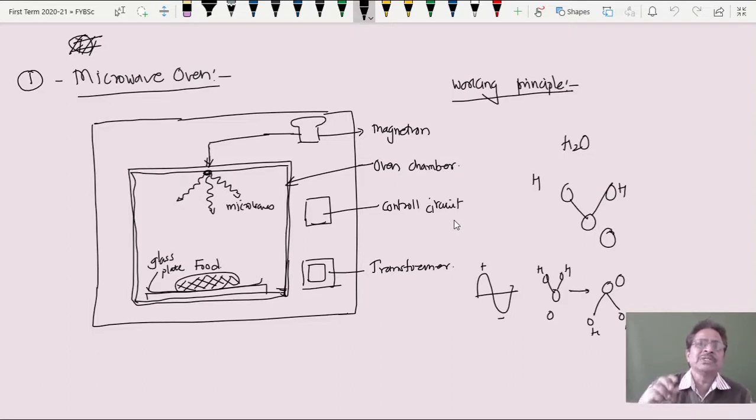The food items which are containing the water molecules, these water molecules shift their positions frequently, within 1 second, millions of times this water molecule changes its locations or its polarities, and therefore heat is generated, and that heat is absorbed by the food material, and it gets heated and gets cooked. So very simple way of cooking of food items using this microwave oven is observed there.